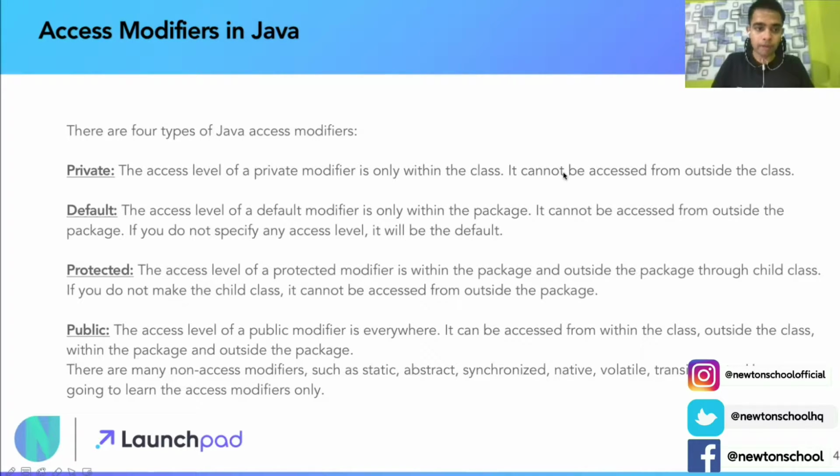Starting with the first, private. The access level of the private modifier is only within the class. I repeat, आपने कोई भी variable define किया, method define किया, class define की, which is made private, it can be accessible only within the class. It cannot be accessed from outside the class. Its scope is limited only within the class.